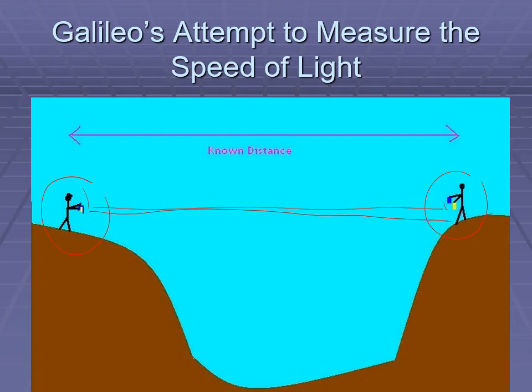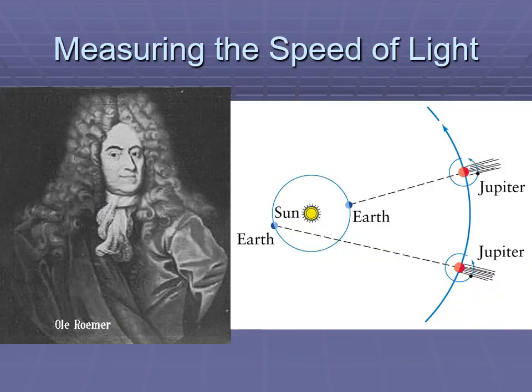And so Galileo concluded that light must travel instantaneously. Now, that's a wrong conclusion, but it certainly was traveling much more quickly than he was able to measure.